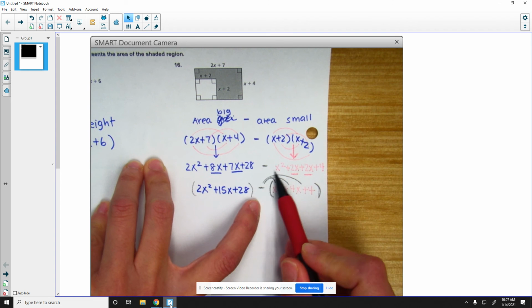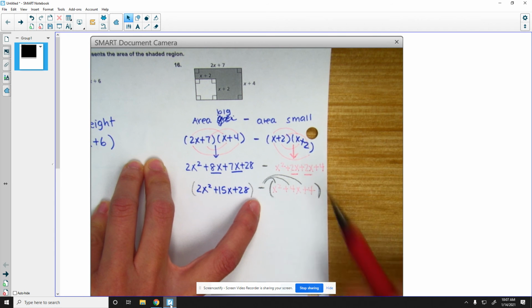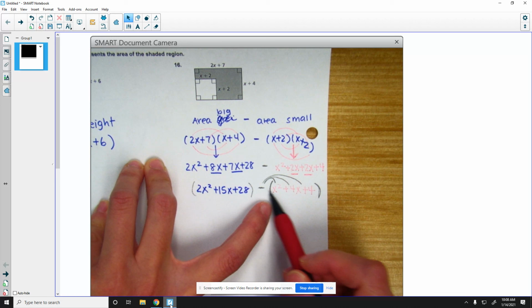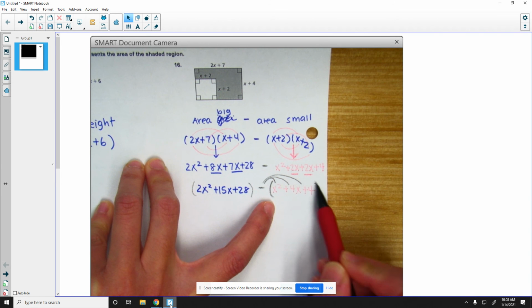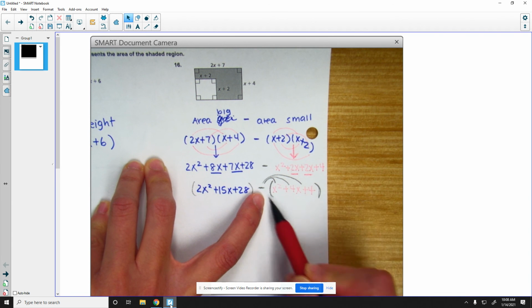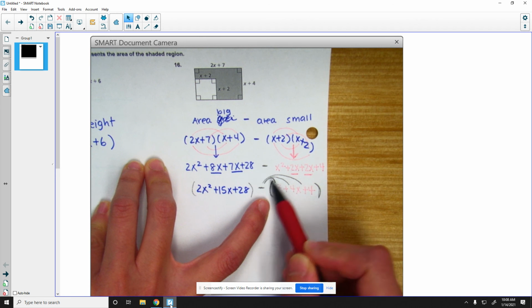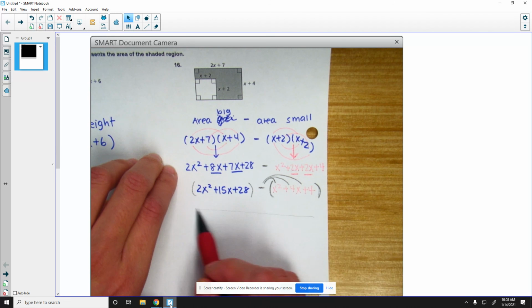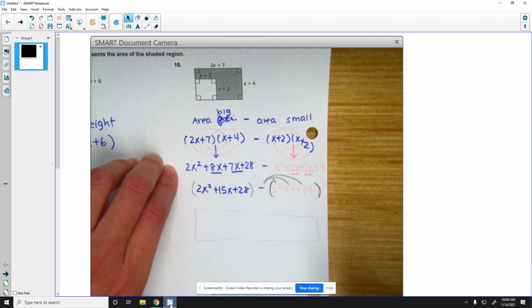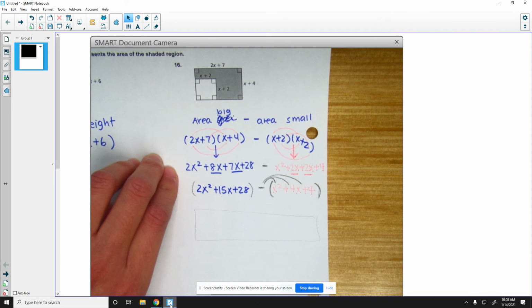Because technically, if I just didn't put a parentheses, it would just be minus x squared. This would still be plus, this would still be plus, this would still be plus, right? But the fact that I'm subtracting it by all of this means that I have to subtract all of this, which means I have to put it in parentheses, which means I have to distribute the negative, okay? Then after you distribute the negative, you just solve it, and that's your answer, okay?